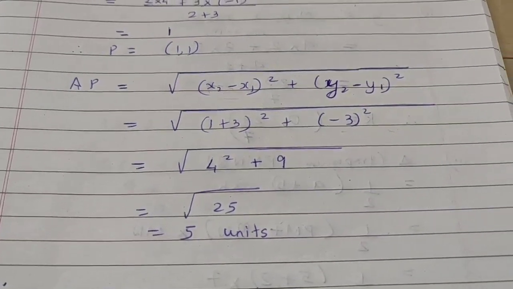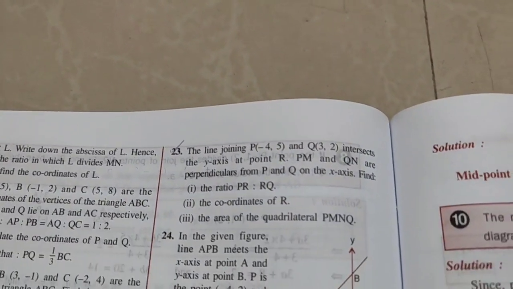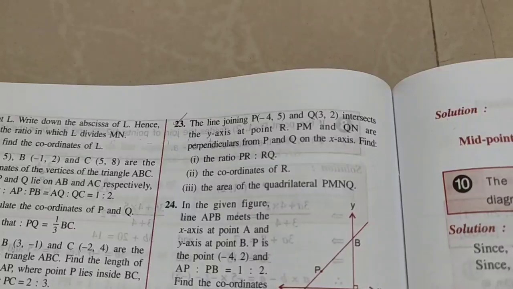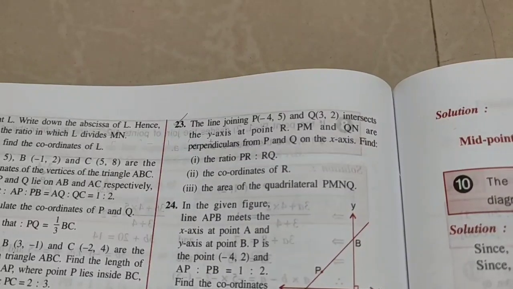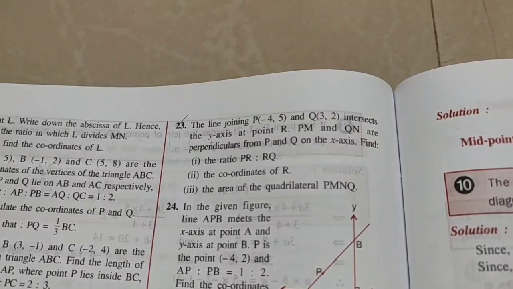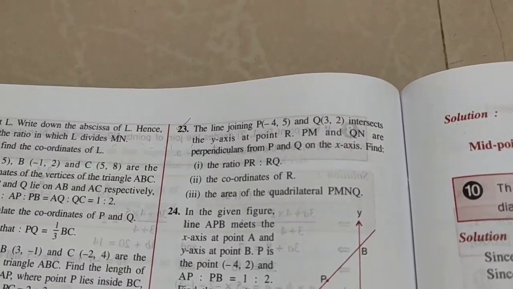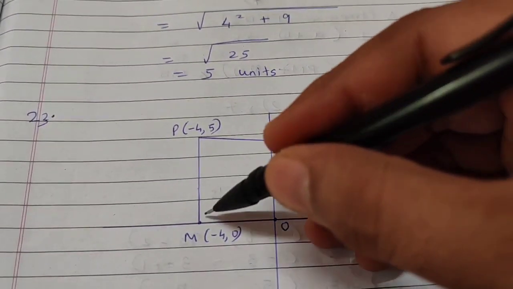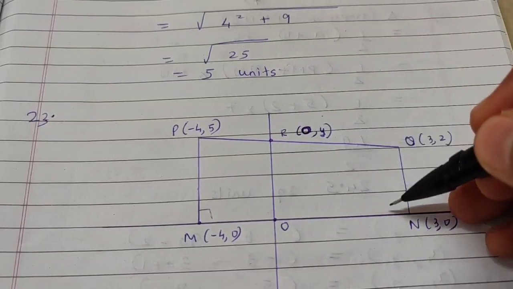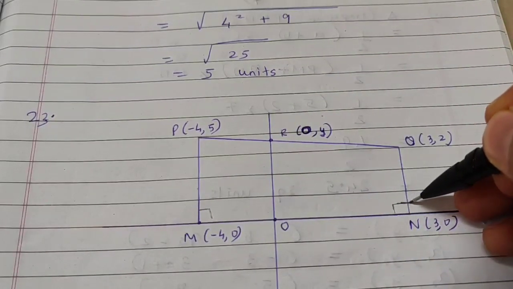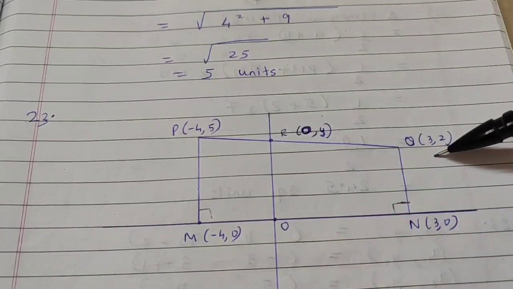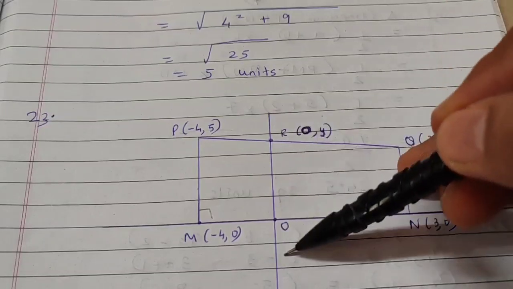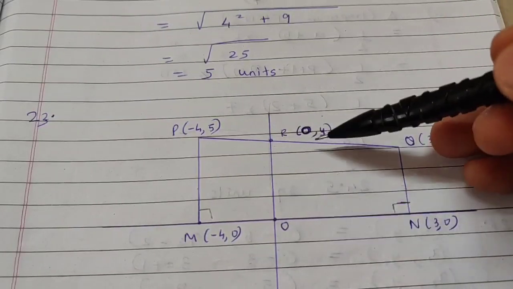And then the 23rd sum. The line joining this and this intersects the y-axis at point R, and then there are two perpendiculars on the x-axis, and finding the area of the quadrilateral has also been asked. Okay, draw the diagram first. Read the question again and check: does this diagram make sense as per the question? Perpendiculars. P and R, P and Q. R is the point of intersection. It lies on the y-axis. That means I know it's 0, y.